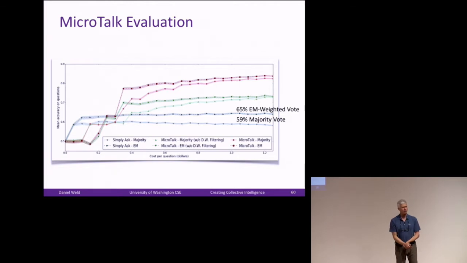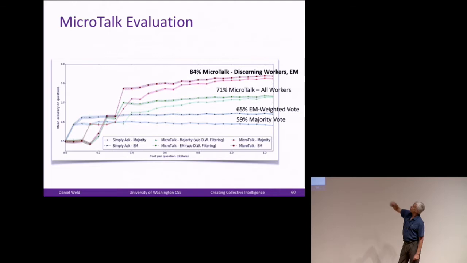And in fact, that really did the trick. You get 65% accuracy with EM. You get 71% with MicroTalk, and then if you filter for discerning workers and use EM, we get up to 84%, which is really quite a good rate for this very hard task.